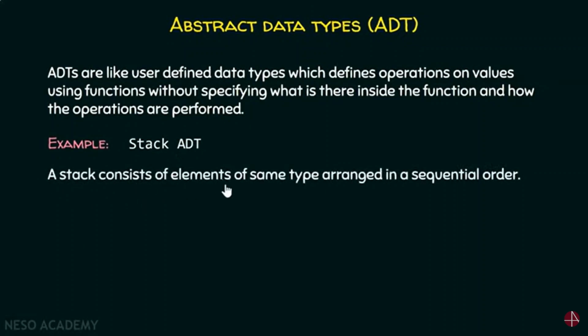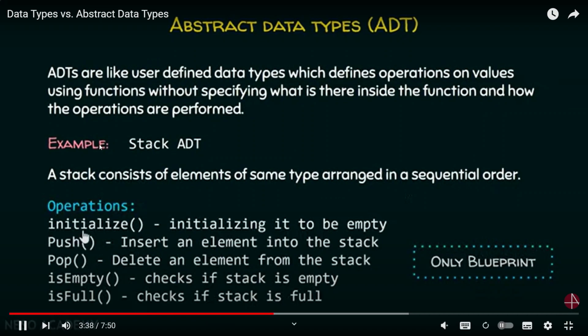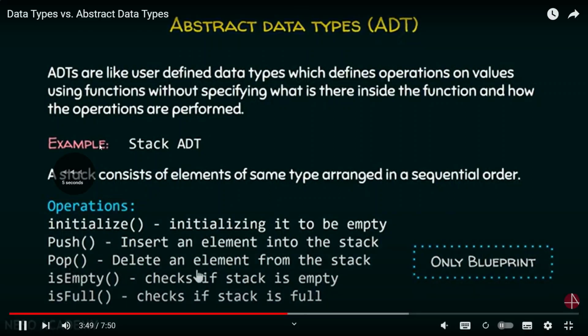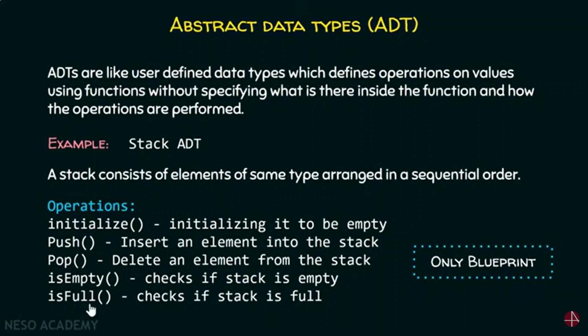Stack is an example of an abstract data type. A stack consists of elements of the same type arranged in sequential order. The operations on a stack are initialization, empty, push to insert an element into the stack, and pop to delete an element from the stack. These operations are functions. We first create the functions, then we use the data type through them, and we need not worry about what is inside the function.